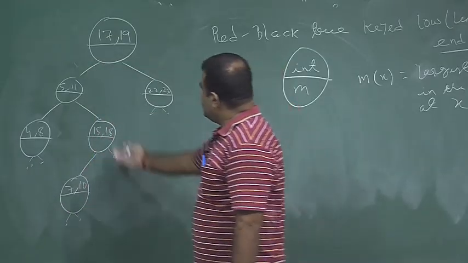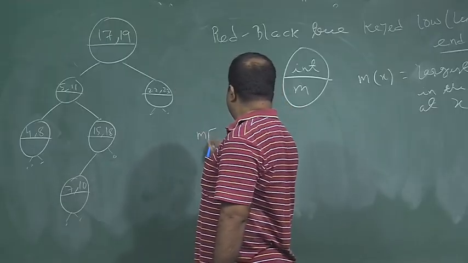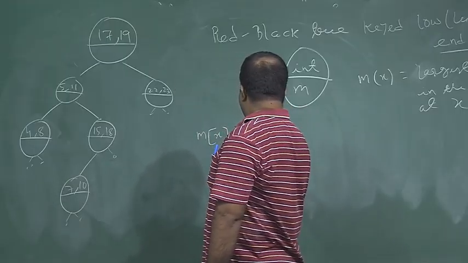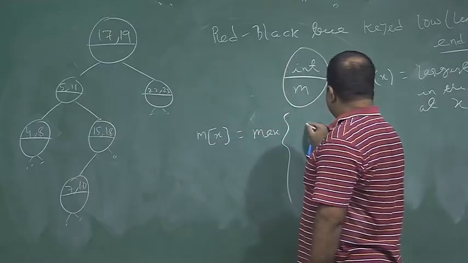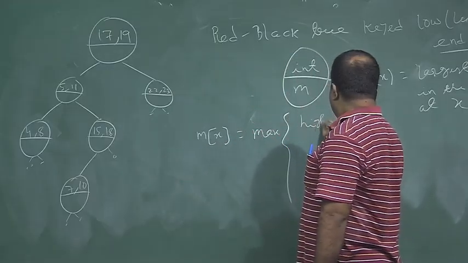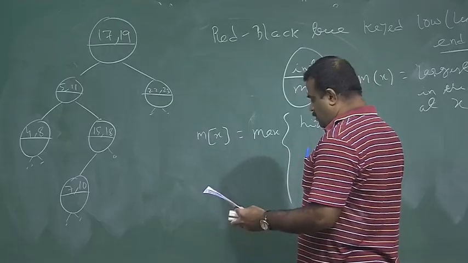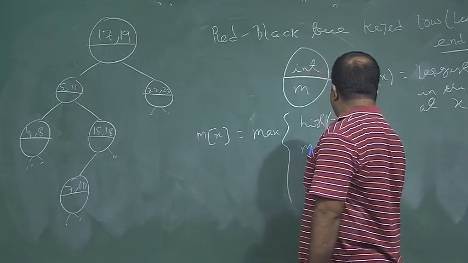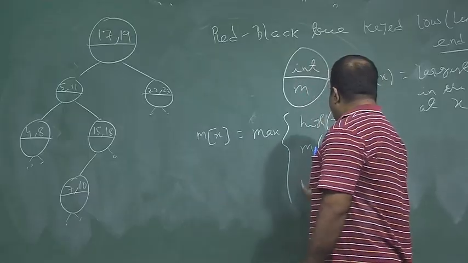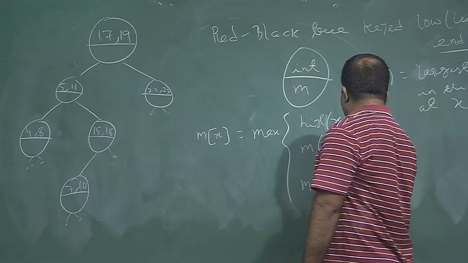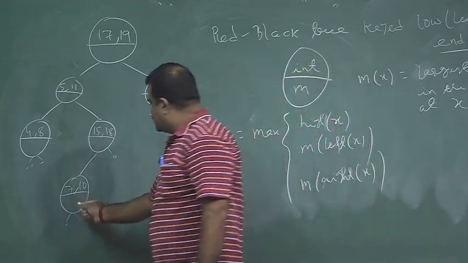Now, we need to fill in another field, the maximum element. So, how do we define the max of x? Max of x is basically the maximum among these three numbers. So, this is basically the high of x, the high endpoint, or the max of left of x, or the max of right of x, whichever is the maximum, it will be that maximum. So, this is basically 10.